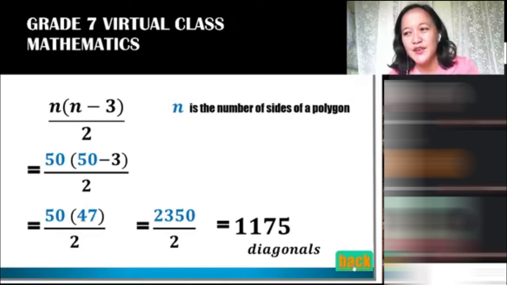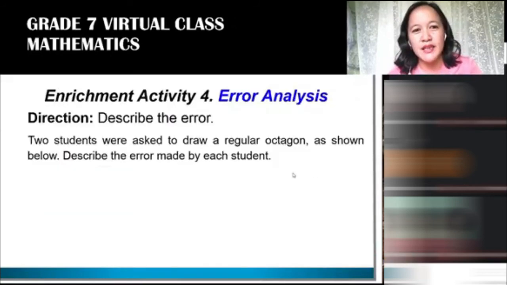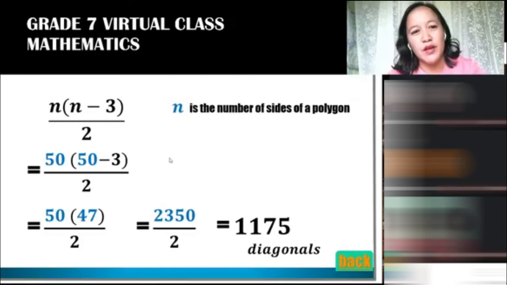Sino nakakuha sa inyo? Hindi po ako. Oh, so that is 1,175. Okay, so siguro nagkamali kayo sa pag-divide. Ayan, so ganyan lang kasimple yung formula ang gagamitin natin. Okay, so naunawaan na ba yung ating finding the diagonals in a given polygon? So yan lang yung formula natin.